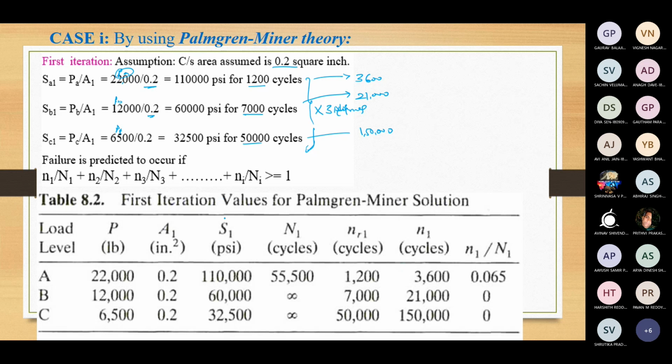Anyone made an effort to get a solution? As we already used the Palmgren-Miner rule, one problem we have solved. Anyone who has made an effort, if you want to share, you can. If not, anyways, I'll explain, because I know there are many who have not even made an effort. So let us look into this.